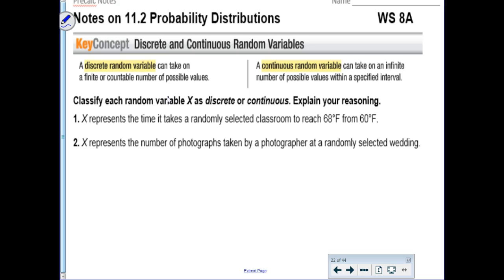All right. Oh, you already had problems. Let's do these. X represents the time it takes a classroom to reach 68 degrees from 60 degrees. So I turn up the thermostat. How much time is it going to take? What do you think, guys? Is that discrete or continuous? It is continuous. Very good. And then the number of photographs taken by a photographer. That is clearly discrete.